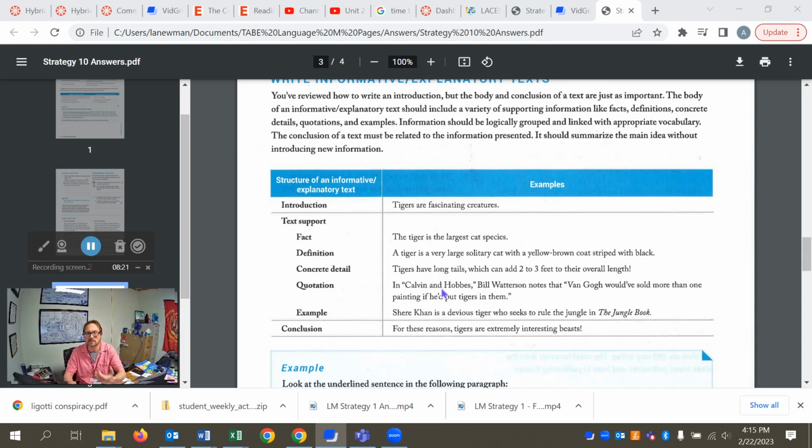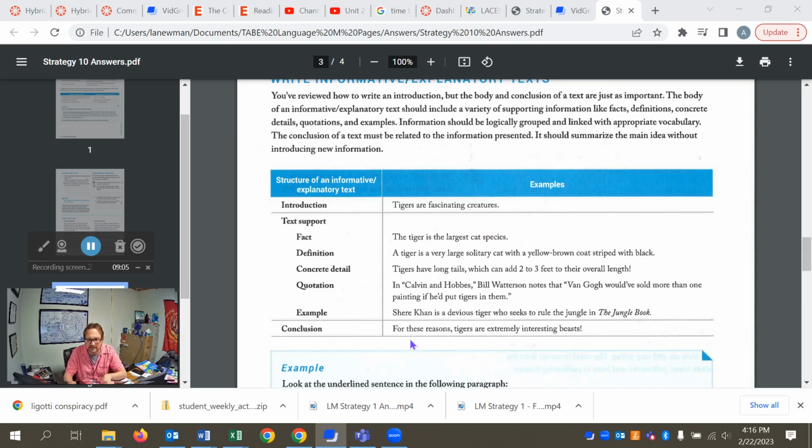A quotation from maybe an expert or someone who's written about tigers. In this one, it's not necessarily a biologist or a scientist of tigers by any means, but the author of Calvin and Hobbes, a comic strip about a tiger, or rather an imaginary tiger. An example that people reading the text can probably relate to: Shere Khan, the tiger in the Jungle Book. So a bunch of different types of details, and what they talk about with variety is what we've accomplished here. Not just a list of facts, not just a list of quotes, but a variety of evidence.